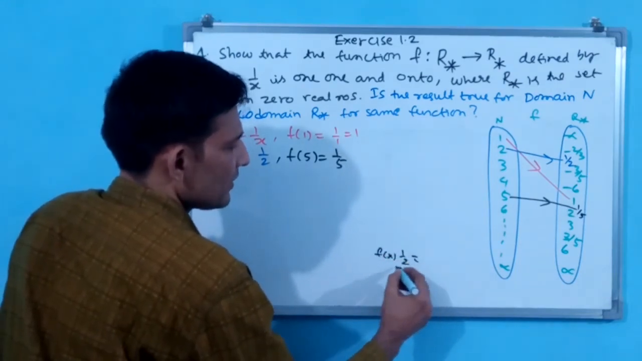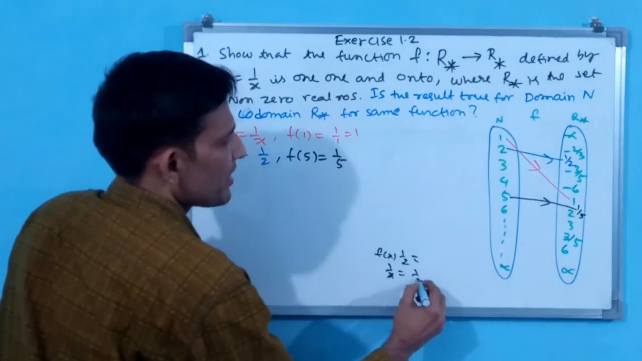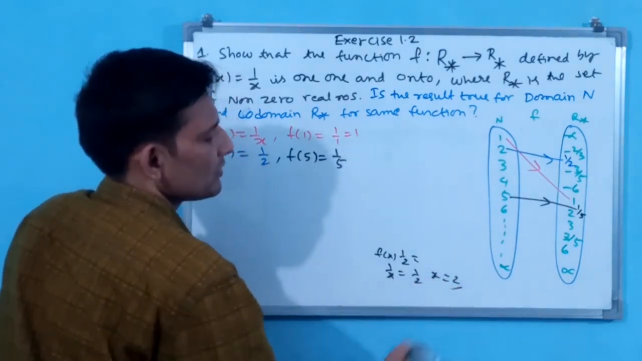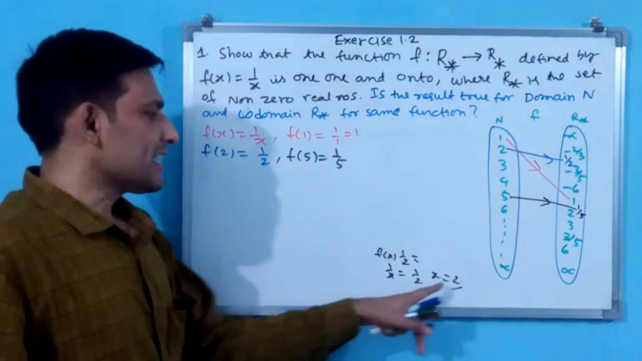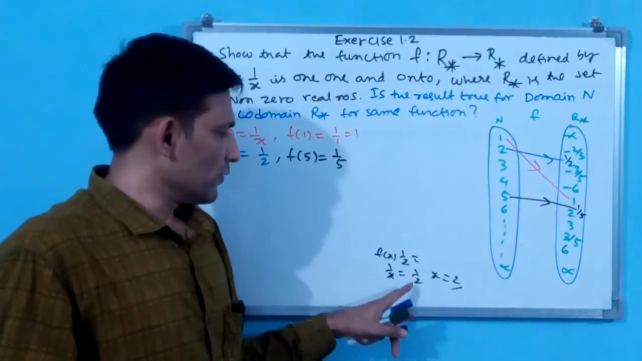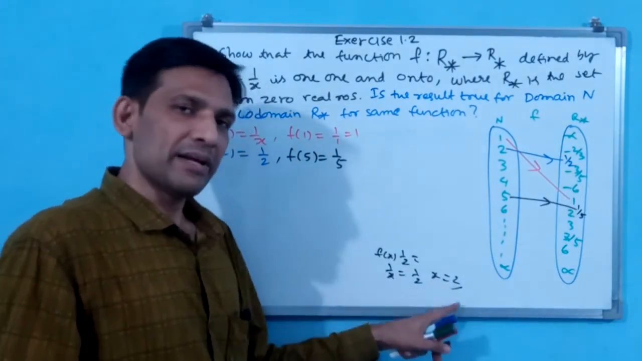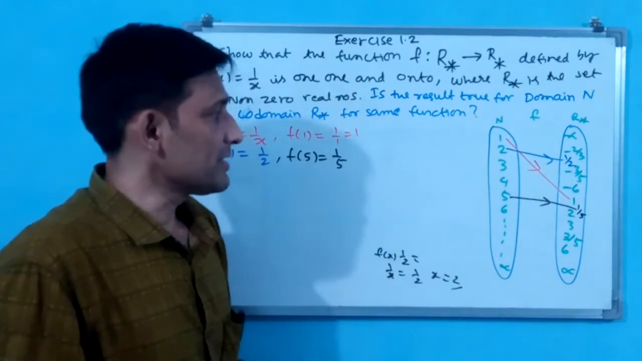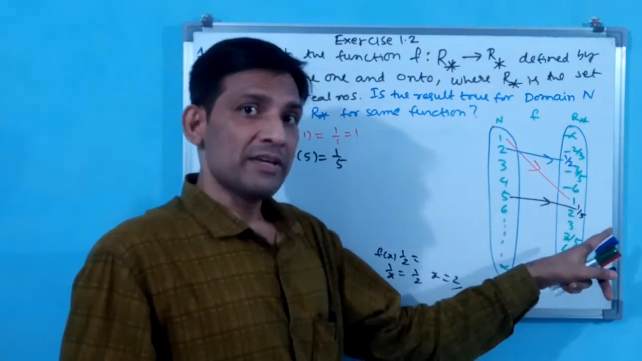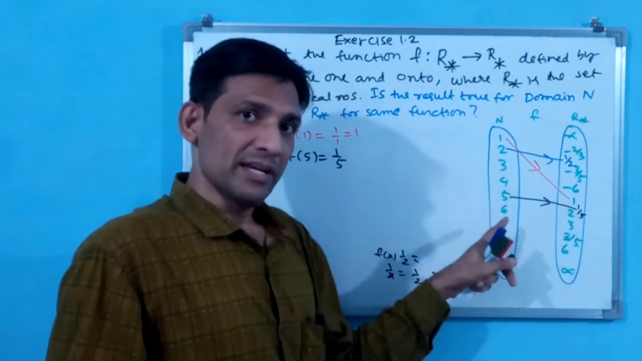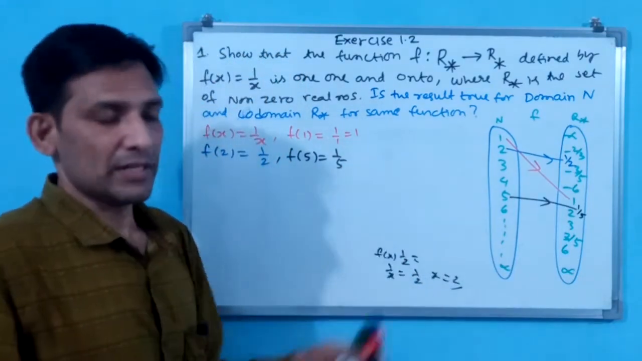What I do, 1 by x is equal to 1 by 2, then x is equal to 2. Rather than 2, you do not get any other number here. That means each image is having only one pre-image. That is why this is a 1-1 function.